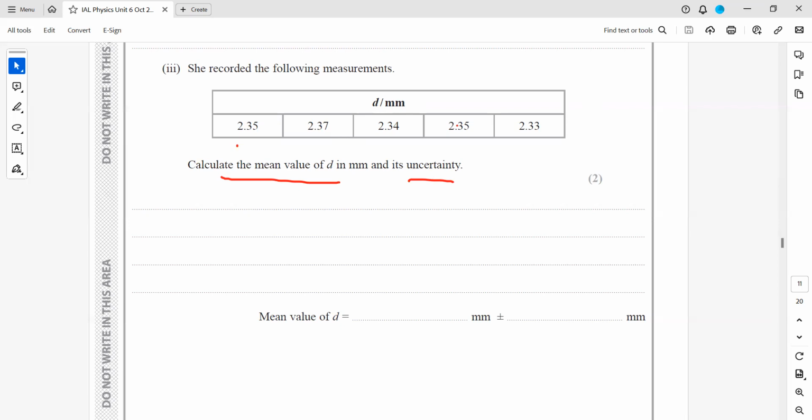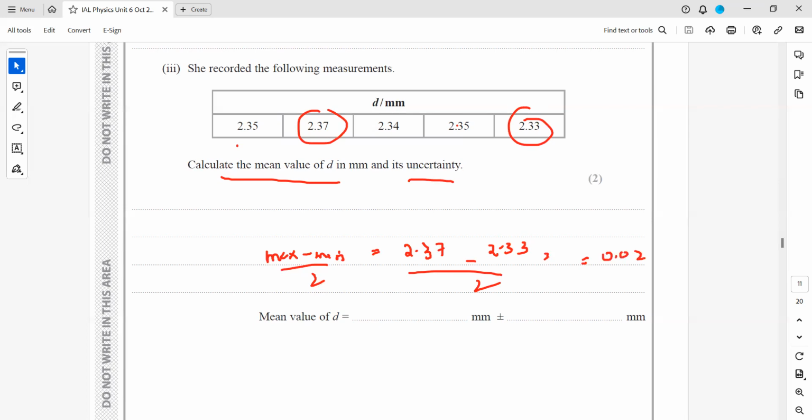The half range formula is the maximum minus the minimum, divided by 2. So the maximum value in the combination, that is 2.37, minus the minimum value in the combination, 2.33, divided by 2. This is called a half range. So 0.04 divided by 2, 0.02 will be the uncertainty. And the average value will be, add them and divide by 5. So this will be 2.35734, so this will be 2.35.